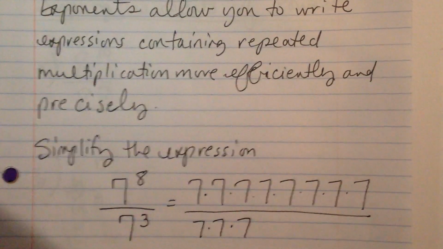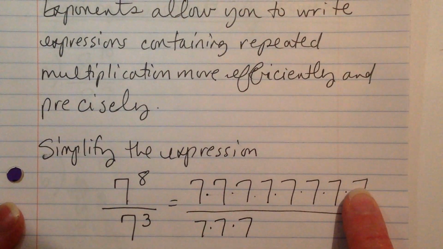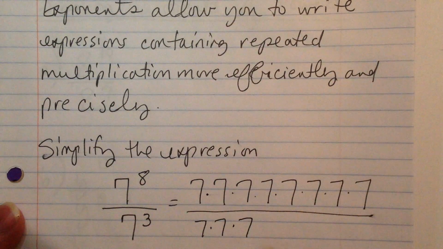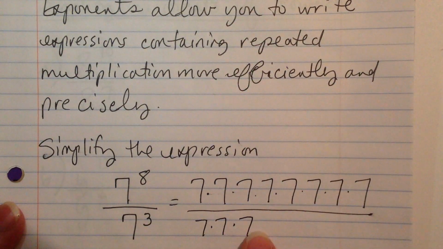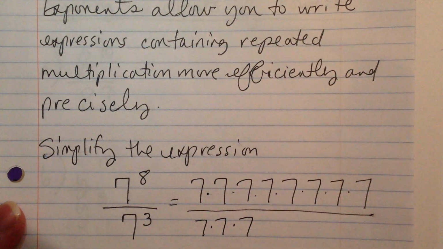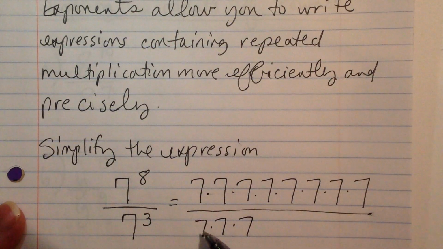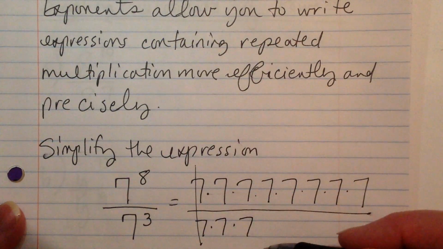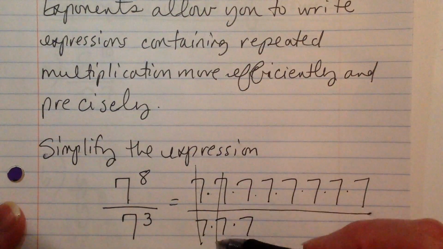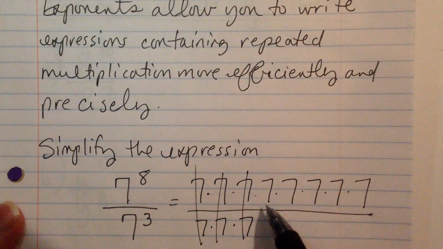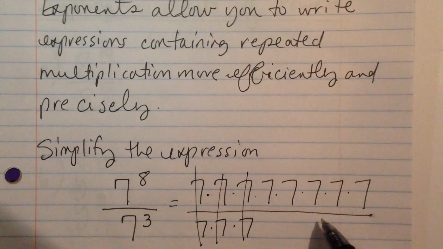Now each one of these sevens in the numerator is raised to the first power. Each one of these sevens in the denominator is raised to the first power. Well, if you have a 7 on top and a 7 on bottom, they will cross each other out. So these cross out, these cross out, these cross out. How many 7s do I have left?